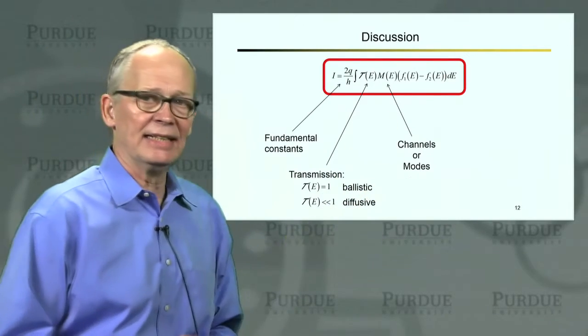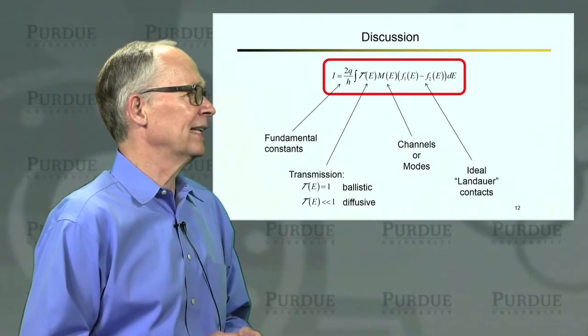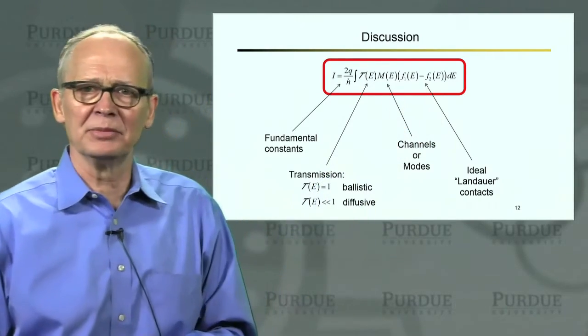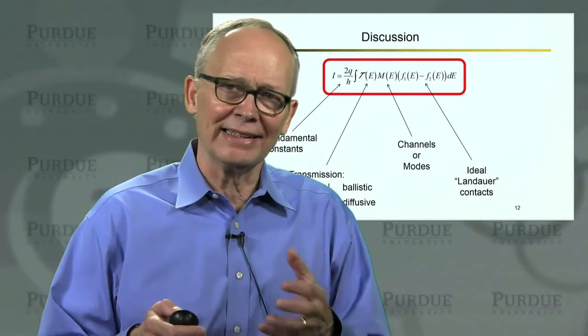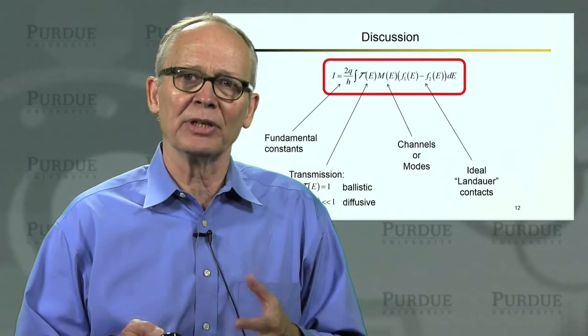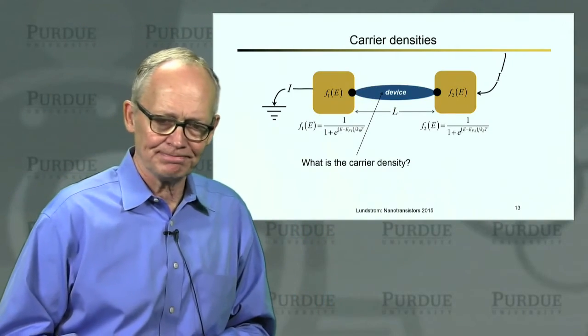M, as we've seen, is the number of channels. People also call that the number of modes at that particular energy. And the difference in Fermi functions comes in because we're assuming these ideal Landauer contacts that can be characterized as equilibrium contacts with two different Fermi levels and two different Fermi functions.